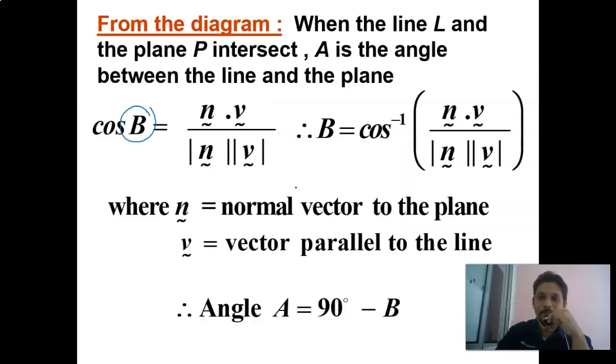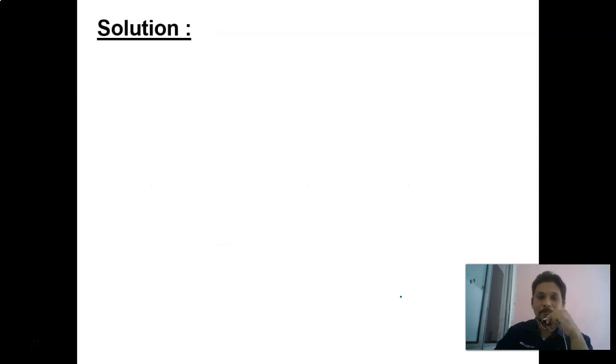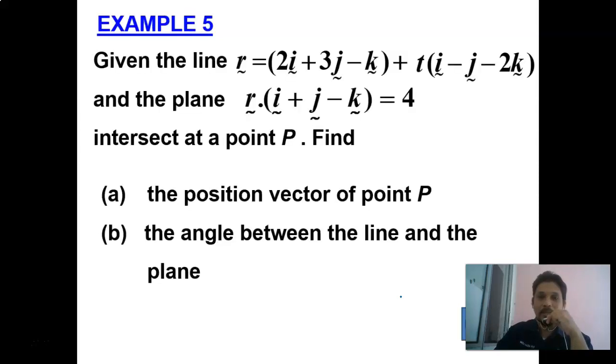So in this case, we need to make some adjustment here. Once we get the angle B, we need to find the angle A, which is 90 degrees minus the angle B. Okay, so given here the line and the plane.